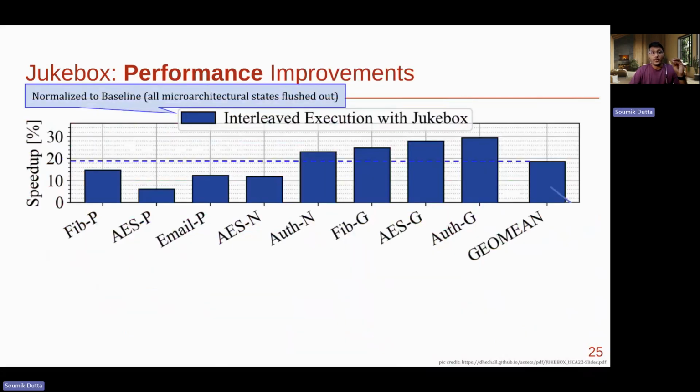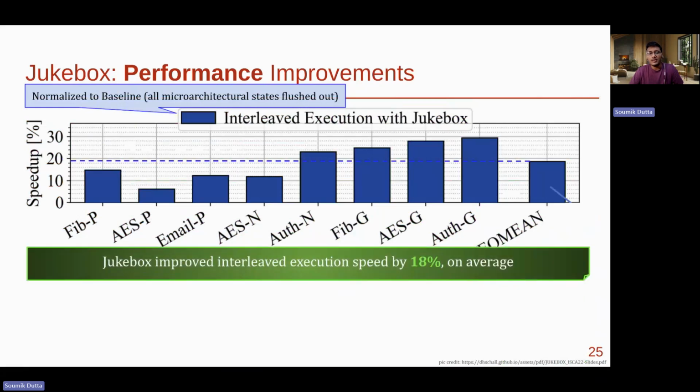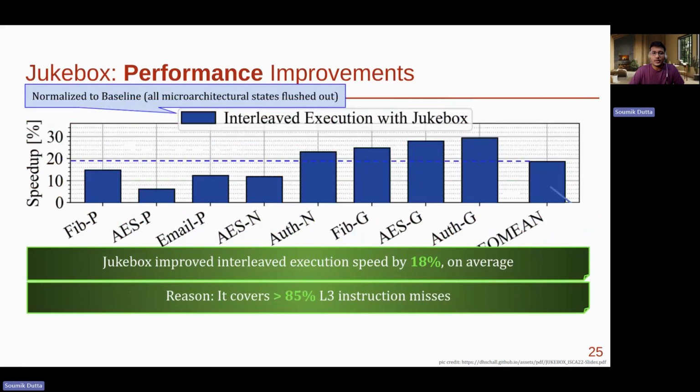So let's see the performance improvement from this approach. Here the authors have plotted the speedup of Jukebox against a normalized baseline, where the baseline has all microarchitectural states flushed out. We can clearly see from the graph that Jukebox improved interleaved execution speed by 18% on average. And the reason, obviously, is that 85% of L3 instruction misses are mitigated.